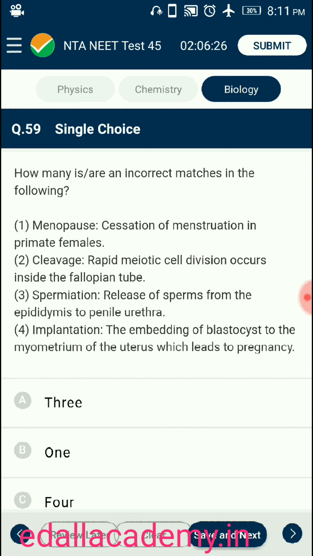Cleavage, rapid mitotic cell division of zygote in the fallopian tube. Spermiation, releasing of sperms from the head of Sertoli cells to lumen of seminiferous tubules. Implantation, the embedding of the blastocyst to the endometrium of the uterus which leads to pregnancy. So the answer for this question is option A. From the given four statements, three statements are incorrectly matched.